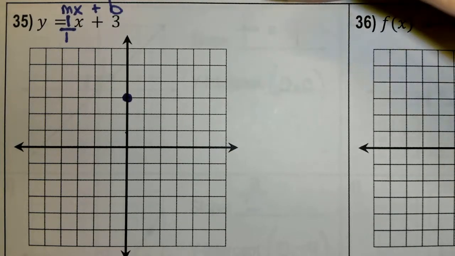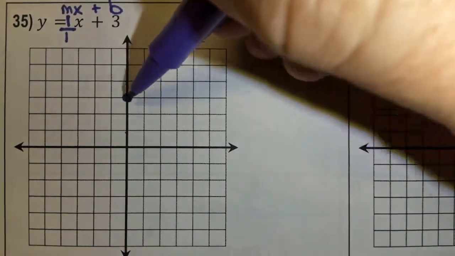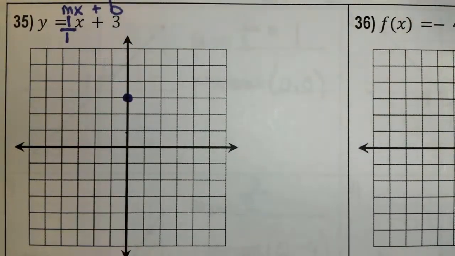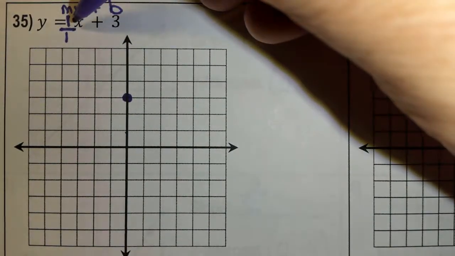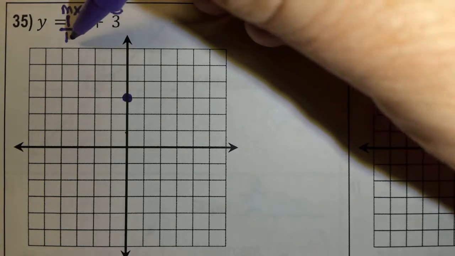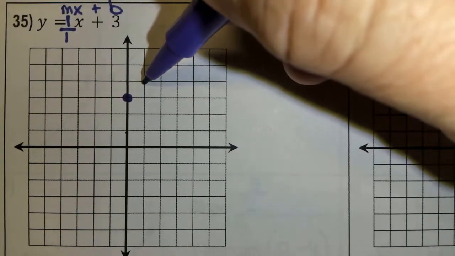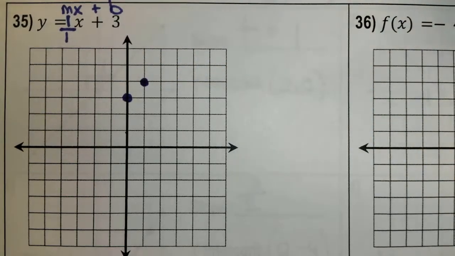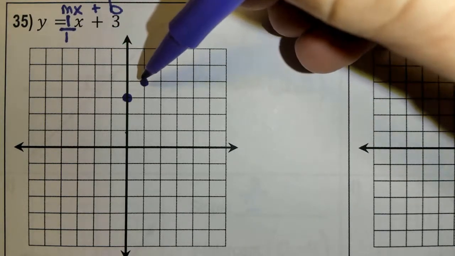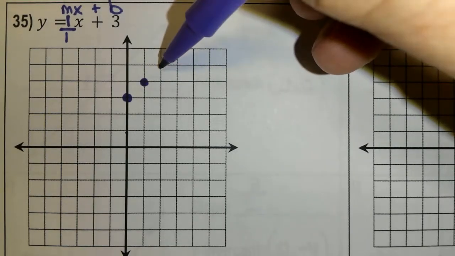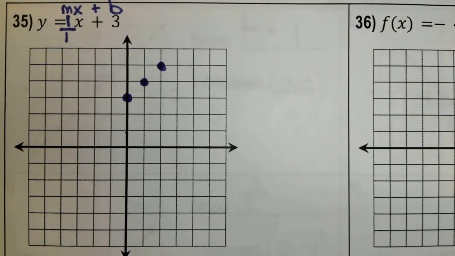So far, so good. Now, from that point, I use my slope to do more points. Okay, so positive is up, and then I always go right, if I can. So I'm going to go up 1, right 1, make a point. Okay, I can keep going. Up 1, right 1, make a point.